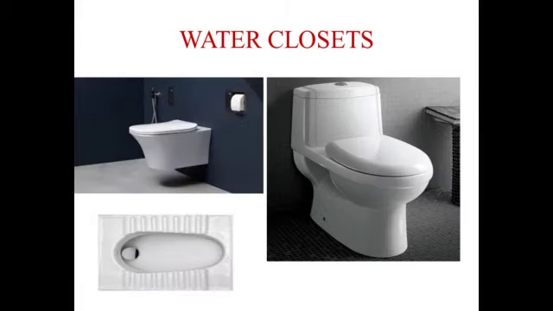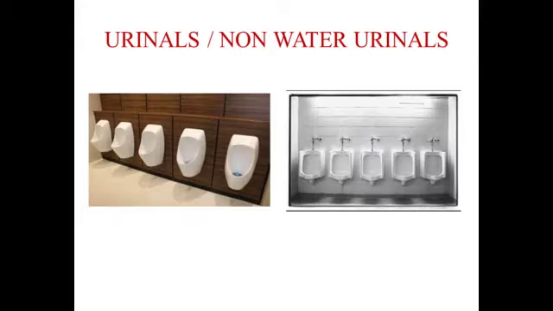Next, water closets. Water closets are mainly divided into three types: Indian pan, Western, and wall hanging. In wall hanging, the water tank is concealed. In Western, the water tank, lid and cap are outside. In wall hanging, all these are concealed in the wall so that it will look decent.